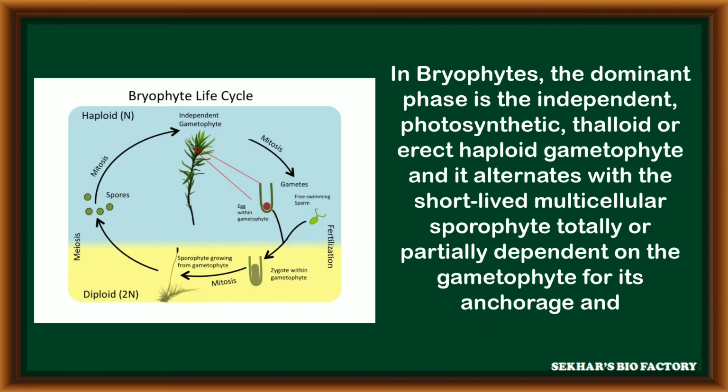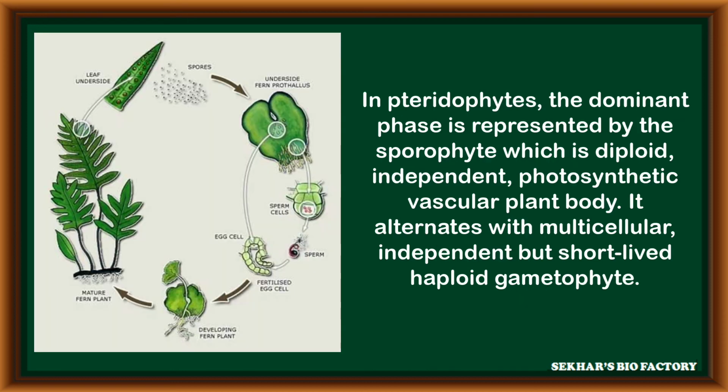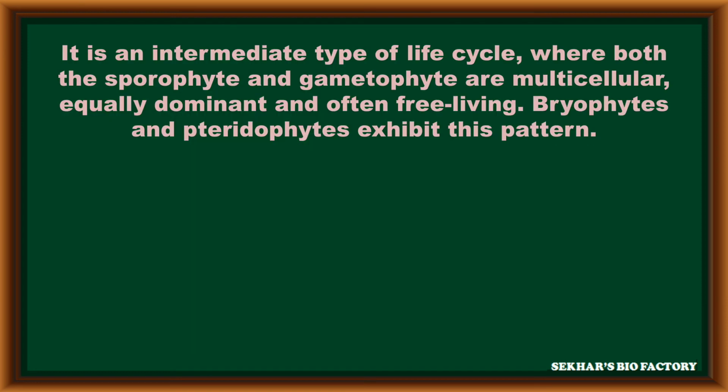In bryophytes, the dominant phase is the independent photosynthetic thalloid or erect haploid gametophyte, and it alternates with a short-lived multicellular sporophyte totally or partially depending on the gametophyte for anchorage. In pteridophytes, the dominant phase is the sporophyte, which is a diploid, independent, photosynthetic vascular plant body, and it alternates with a multicellular, independent but short-lived haploid gametophyte. It is an intermediate type of life cycle where both sporophyte and gametophyte are multicellular, equally dominant and often free living. Especially bryophytes and pteridophytes exhibit this type of pattern.